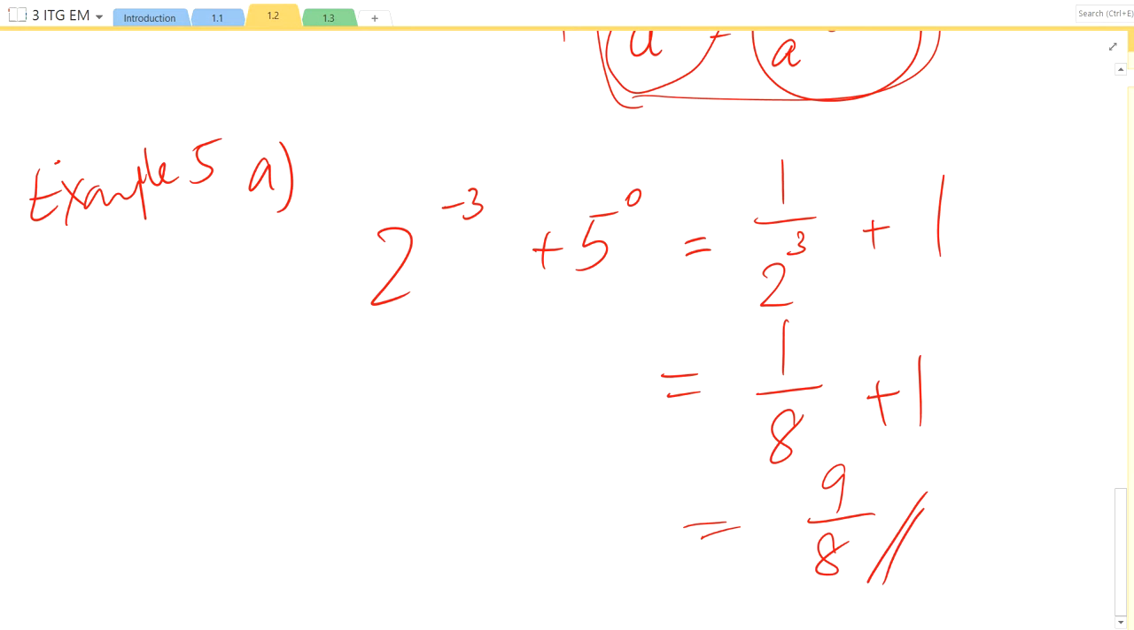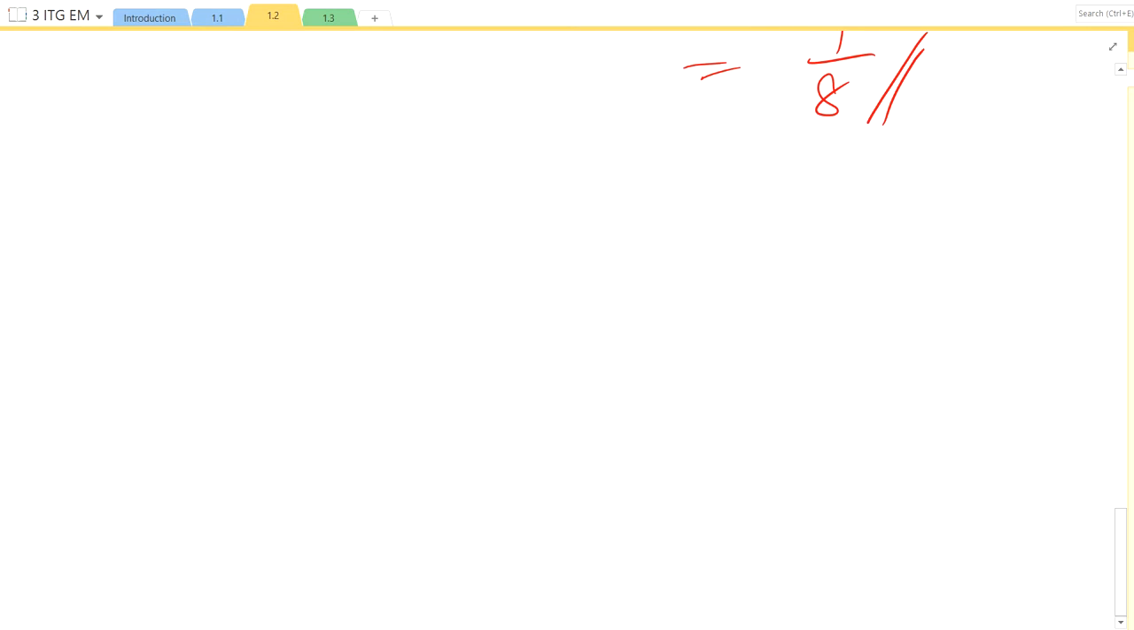Easy? Is there any example in example 5 you want me to go through? Otherwise, we can go on to Try It 5. I believe some of you would have already done it. Try It 5, A, B, C, D. Choose one for me to go through for you. B. Any objections? No. Okay, 5B.